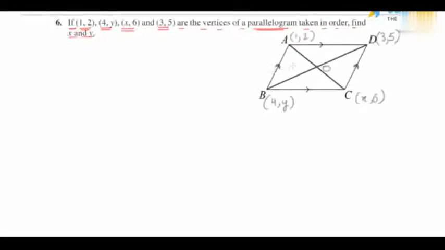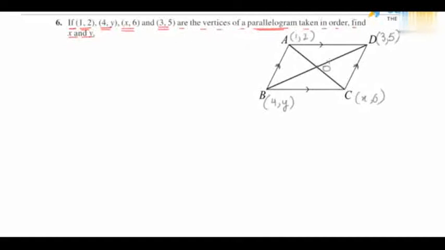So here is a parallelogram. Vertices A (1, 2), B (4, y), C (x, 6) and D (3, 5). Taken in order means we'll take them in order. We can't take A here and B here. (1, 2) here and (4, y) here, (x, 6) here and (3, 5) here. And we have to find the value of x and y.